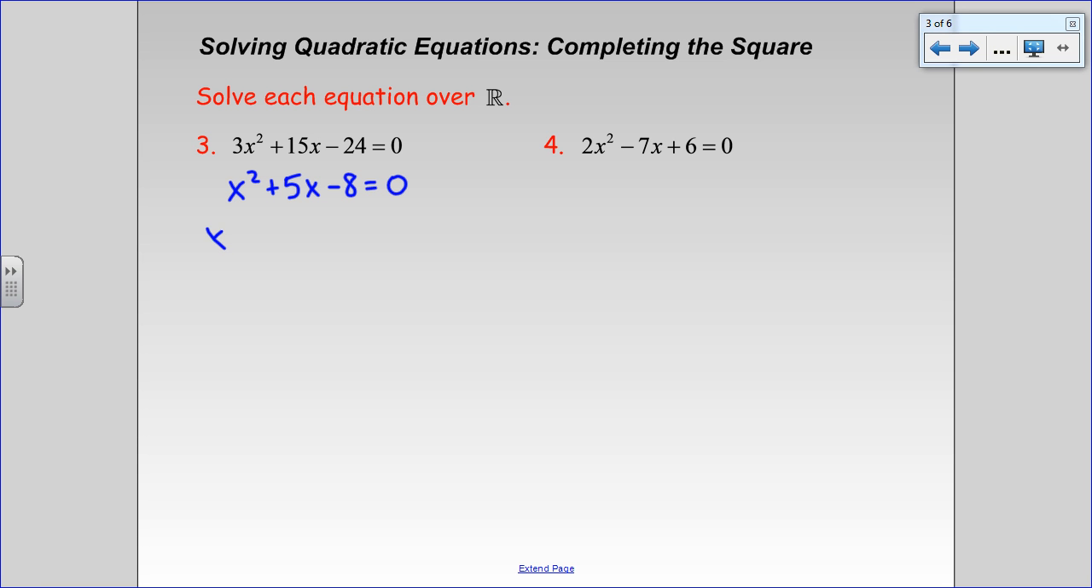Now we add 8 to both sides and complete the square on the left-hand side. Take half of our x coefficient and square it, and add that number, 25 over 4, to both sides. Factoring the left-hand side as the square of a binomial, we have x plus 5 over 2, that quantity squared. On the right-hand side, in order to add 8 plus 25 over 4, it would be helpful to write 8 as 32 over 4 so that we have a common denominator.